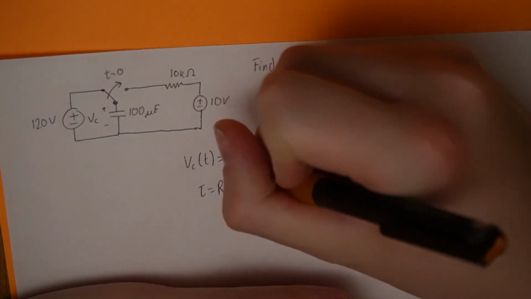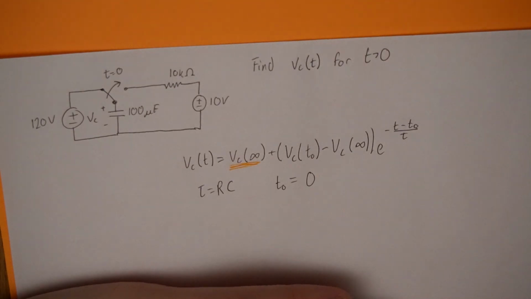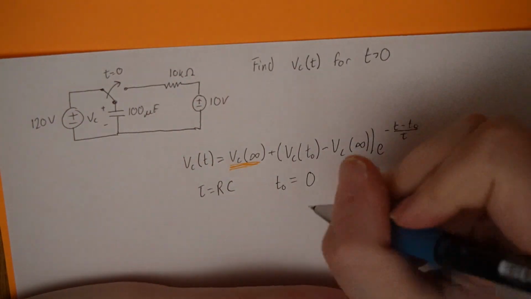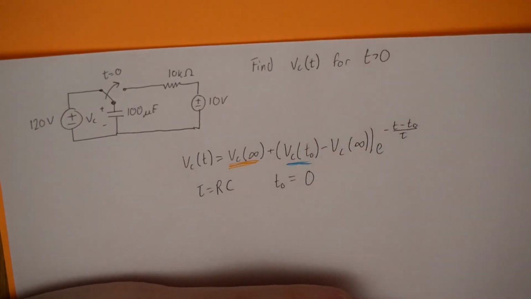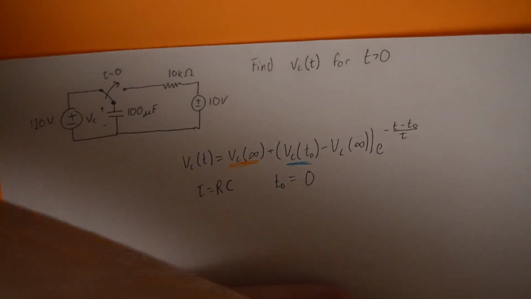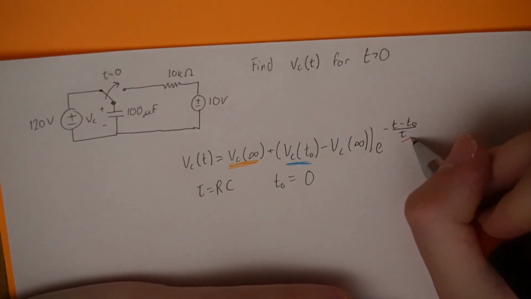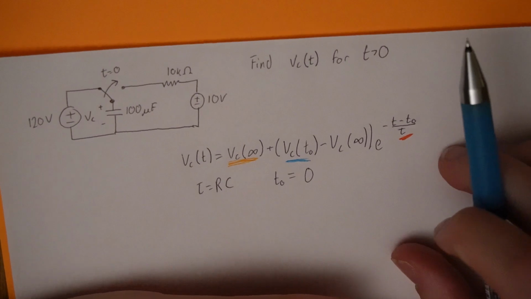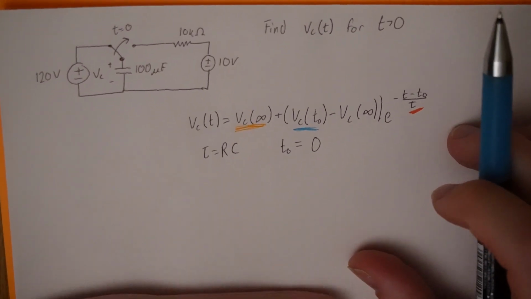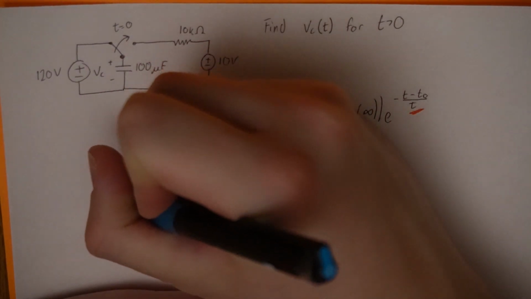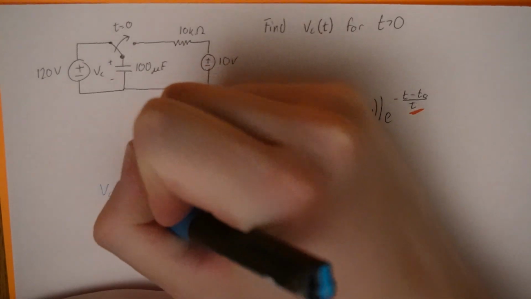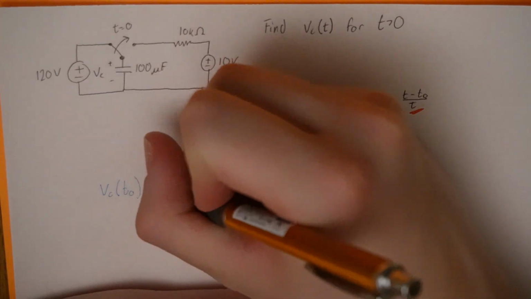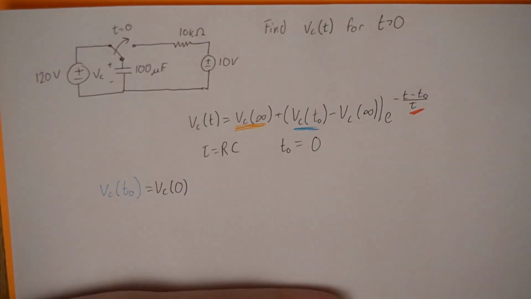So VC at 0, that's something we have to find. I'll use different colors because I have different pens. VC at T0, we have to find that. And the last thing we'll need is the tau in red. So the first thing we should look for is actually the VC at T0, at my switching time, because that's the basis of the problem. VC at T0, in this case, equals VC at time 0.